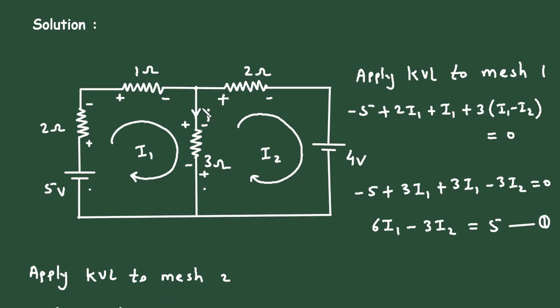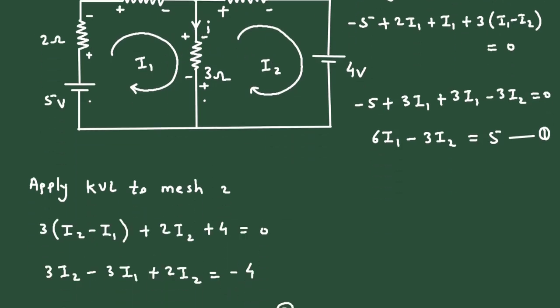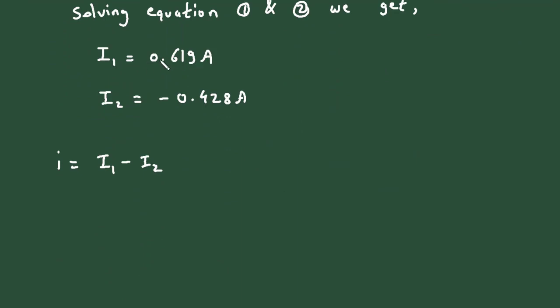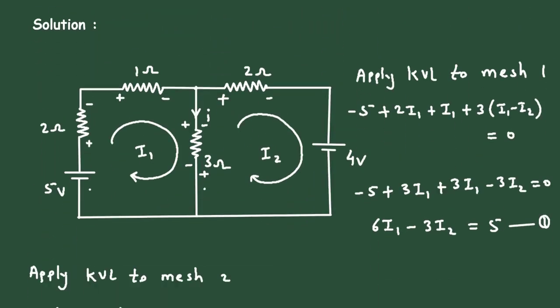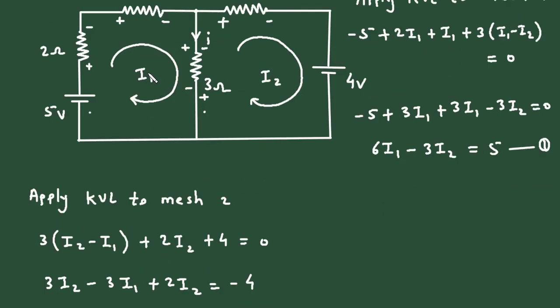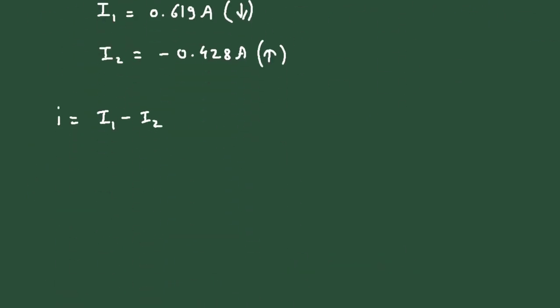Here we can see the direction of current I is downward. So therefore I is equal to I1 minus I2. Here we can see this I1 is greater than this I2, and the direction of this I1 is downward, the direction of this I2 is upward. Here we can see the direction of this I1 is downward with reference to this 3 ohm, and the direction of this I2 is upward with reference to this 3 ohm. And here the I1 is greater than I2, so the direction of this I will be according to the direction of I1, and we are subtracting because the direction of I1 and I2 are opposite, so therefore I is equal to I1 minus I2.